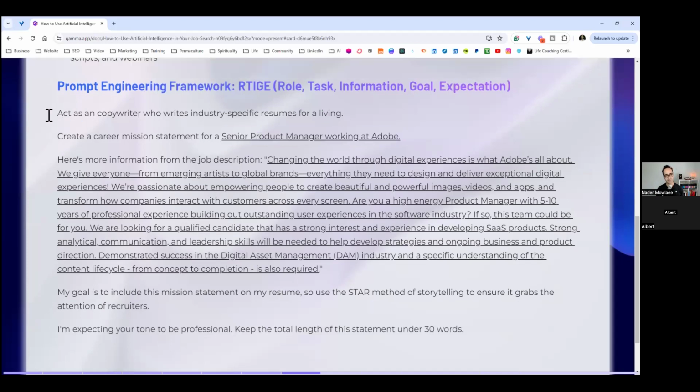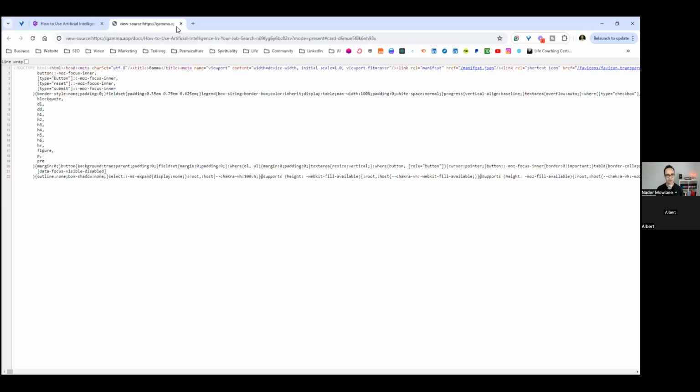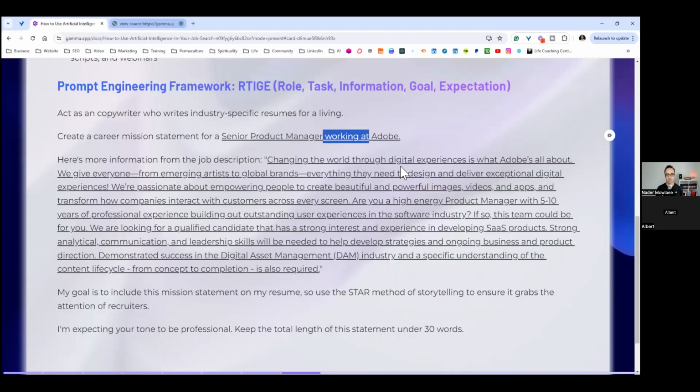The role of AI here is to act as a copywriter who writes industry-specific resumes for a living. The task is to create a career mission statement for a fill in the blank job title, working at this company. Oops, I just want to make it underline. So, working at, get rid of the underline over there. Here's some information about the job description.